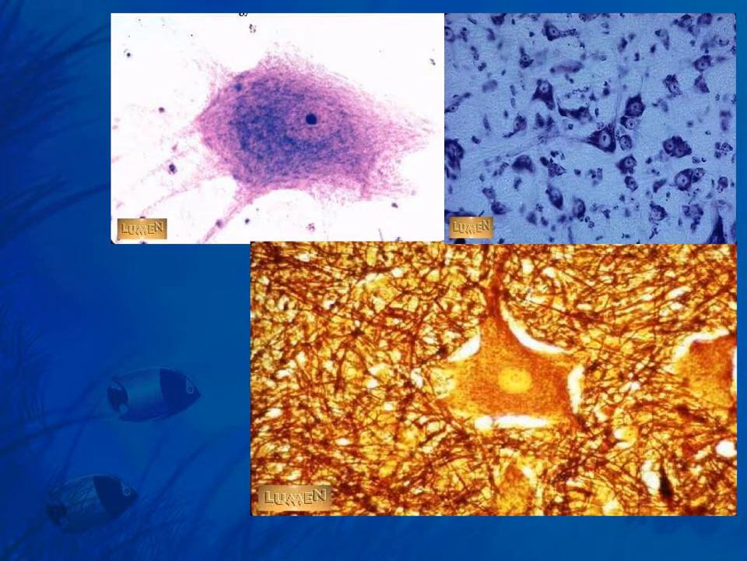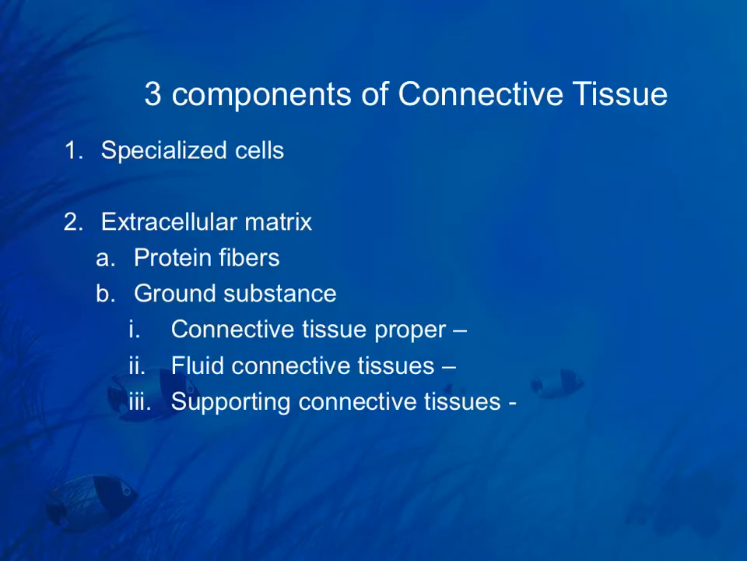Here's a smear showing several different neurons. And you cannot see the entire axon because they often transmit signals quite some distance away from the cell body. The remaining tissues are connective tissue. And even though blood and bone don't seem to have a lot in common, they do have some characteristics that allow them to all be classified as connective tissue.